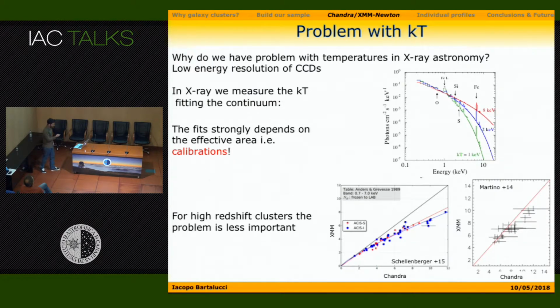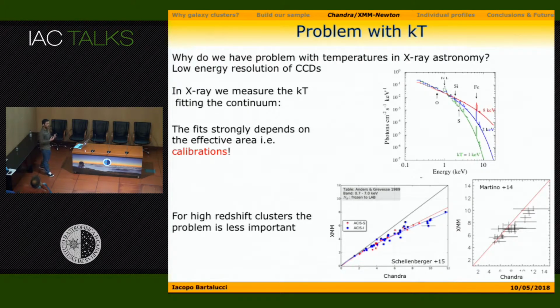As said before, in the literature you can find that the answer is generally no, we can't. But what is the problem related to the temperature difference between Chandra and XMM? Now, in X-ray, what X-ray astronomers do to measure the temperature is fit the continuum of the spectrum. So you extract the spectrum from a region and fit the continuum. And for example, here you see the corresponding continuum here.